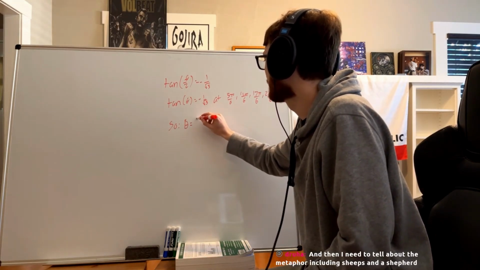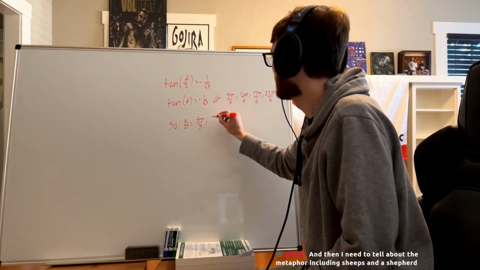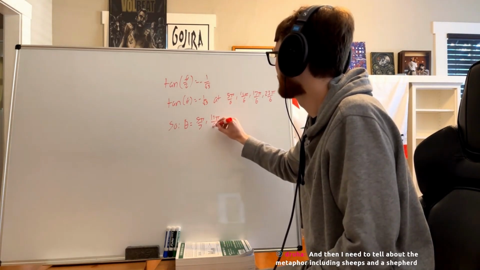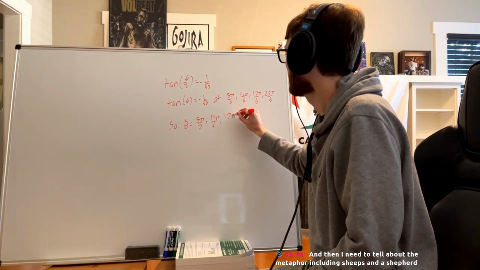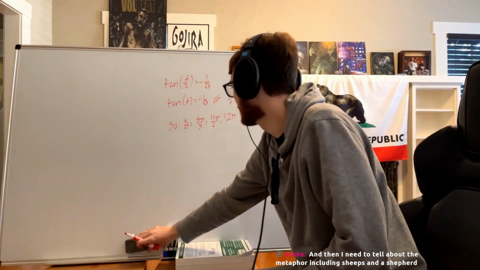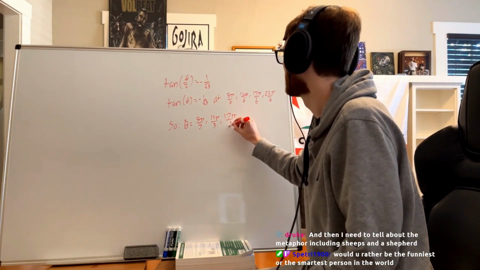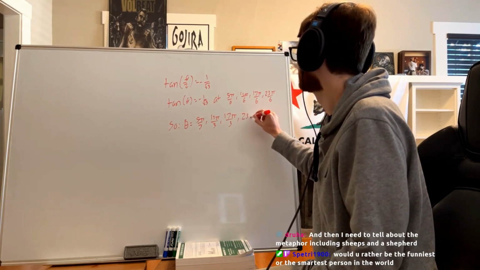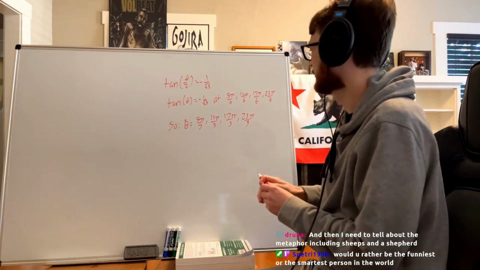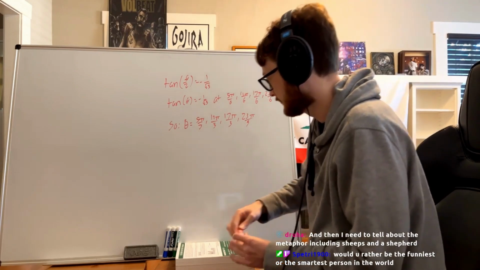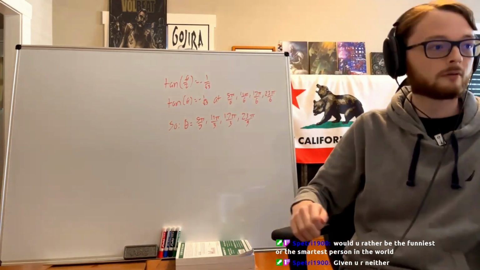Theta equals 5 pi over 3, 11 pi over 6, 17 pi over... Oh, not 6. They're all over 3. There we go. I gotta imagine that's our answer.